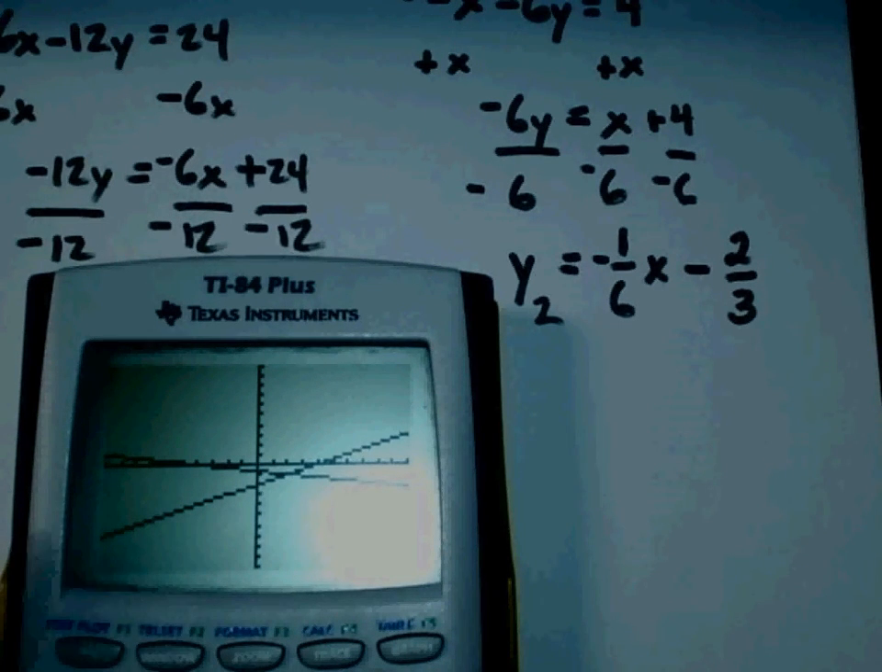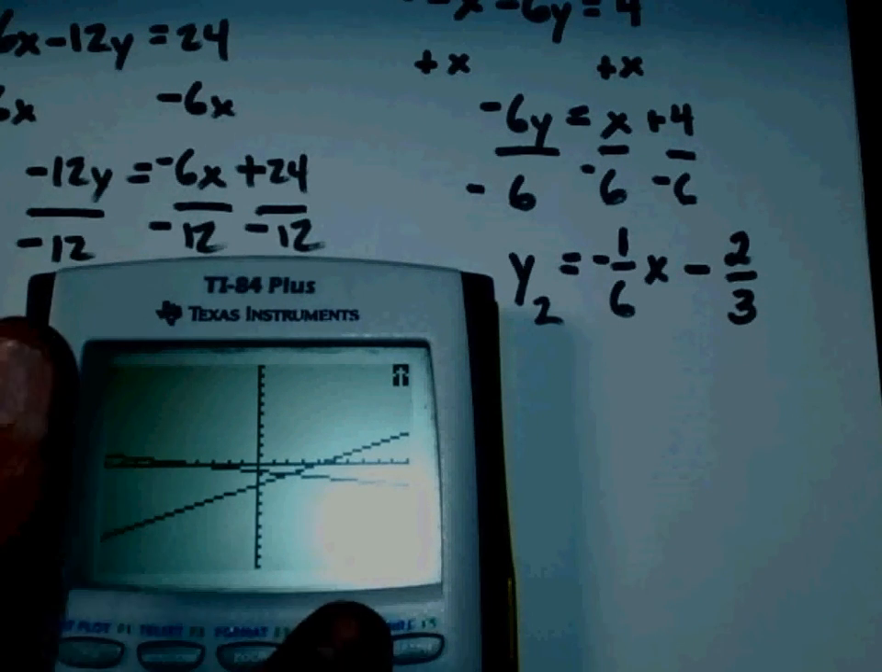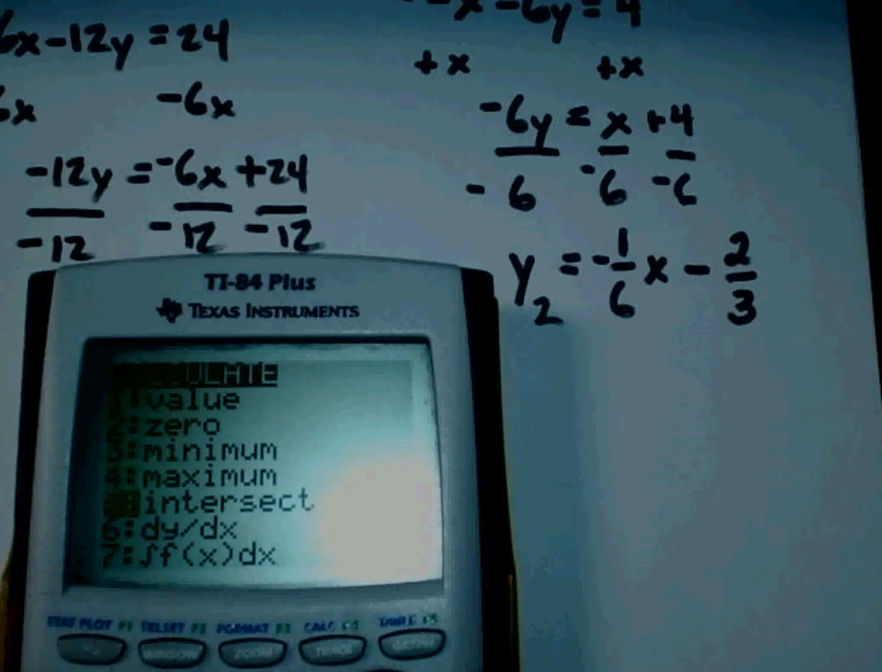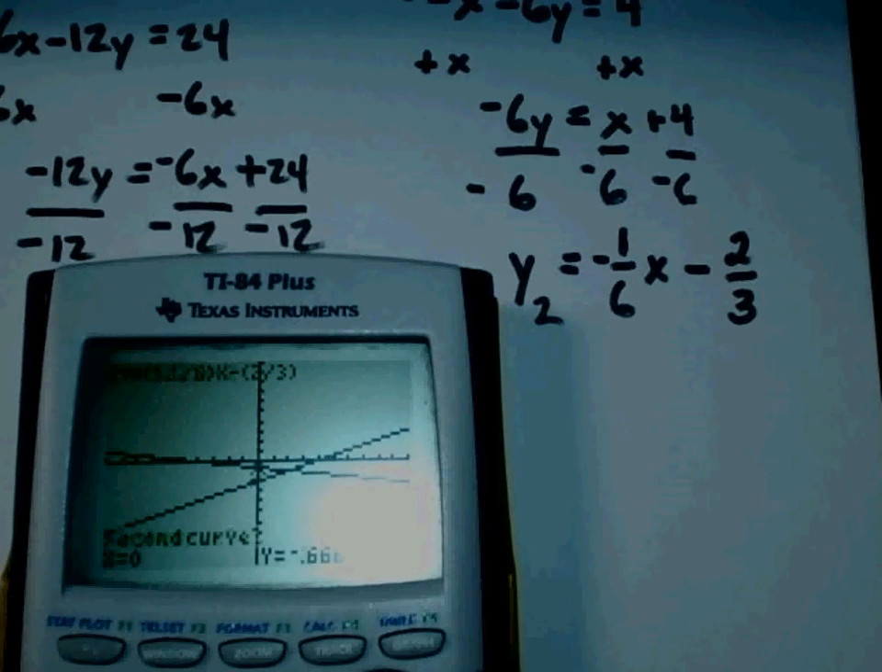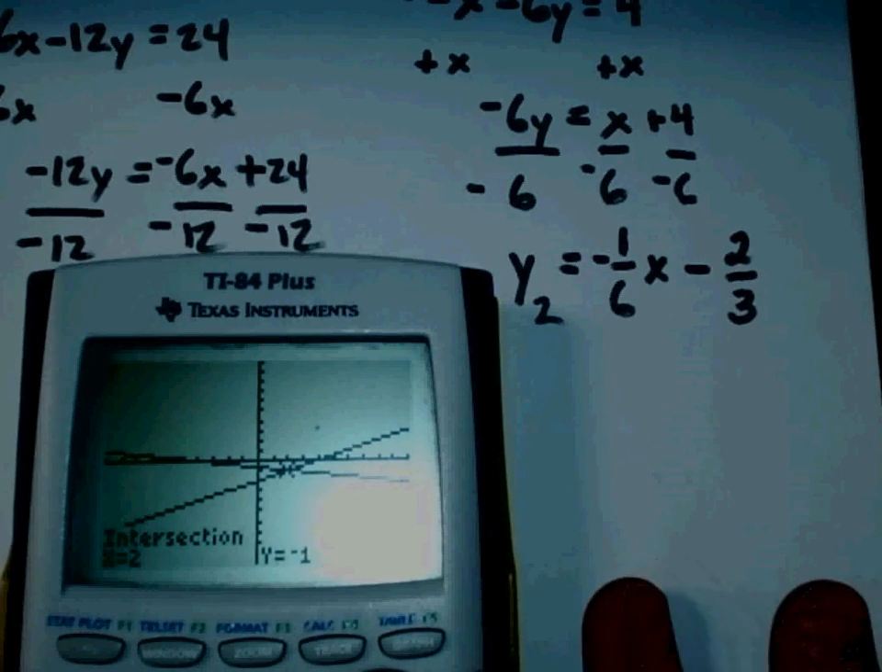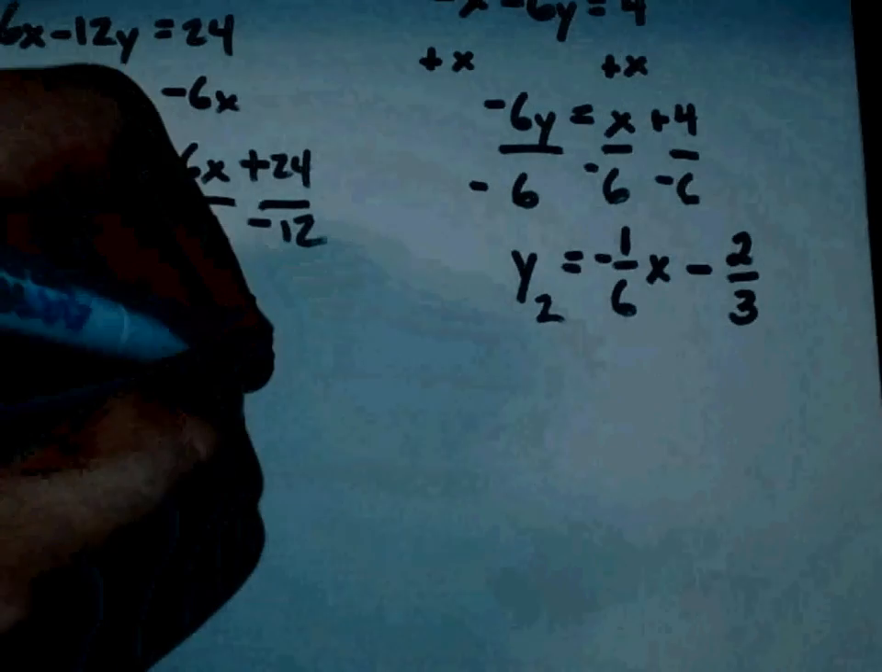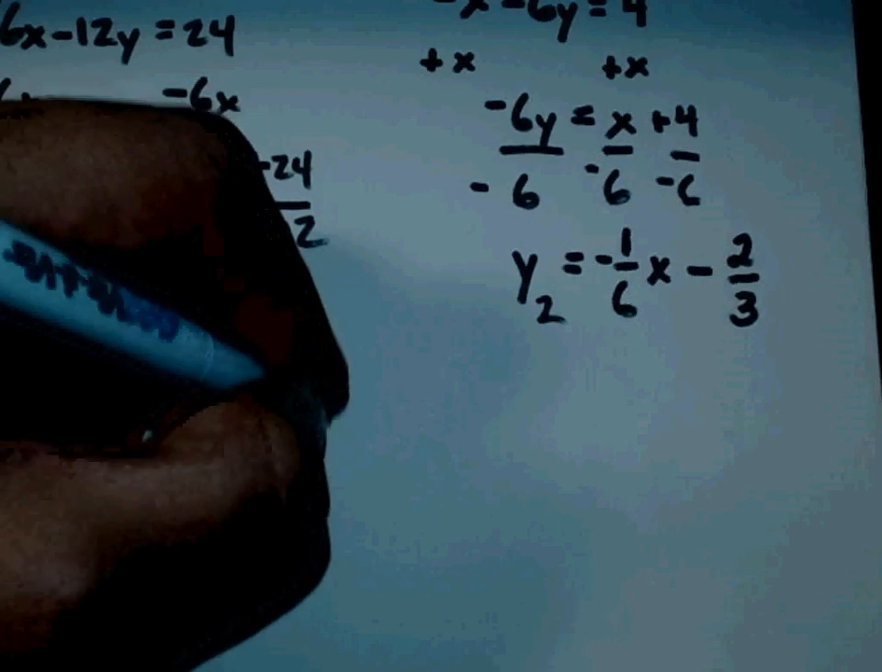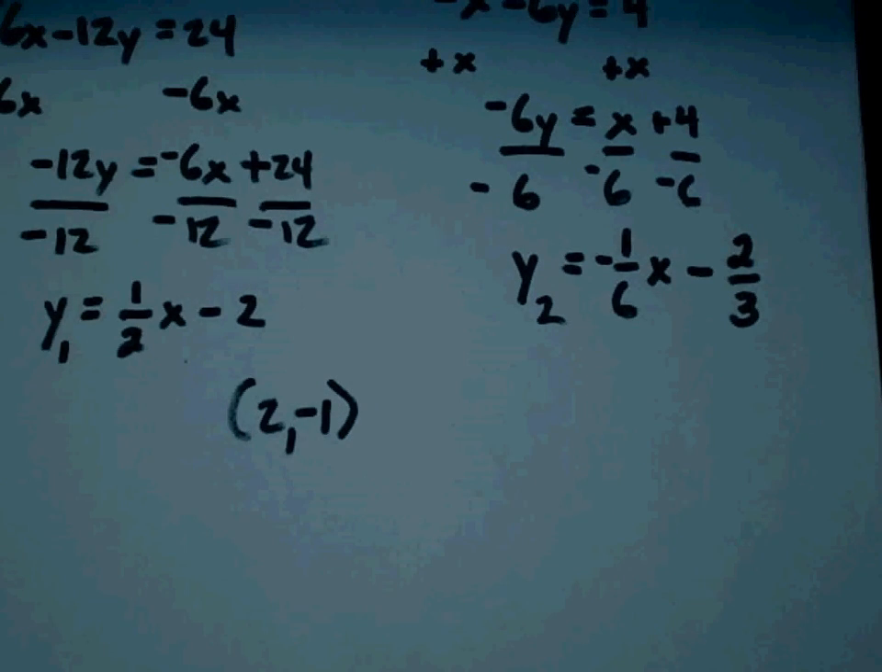Alright, and then we're going to use the trace feature to find it. So I'm going to go second trace, scroll down to intersect. I establish the first one, and then I scroll past the point of intersection for the second one. And there it is, 2, negative 1. Alright, good to go?